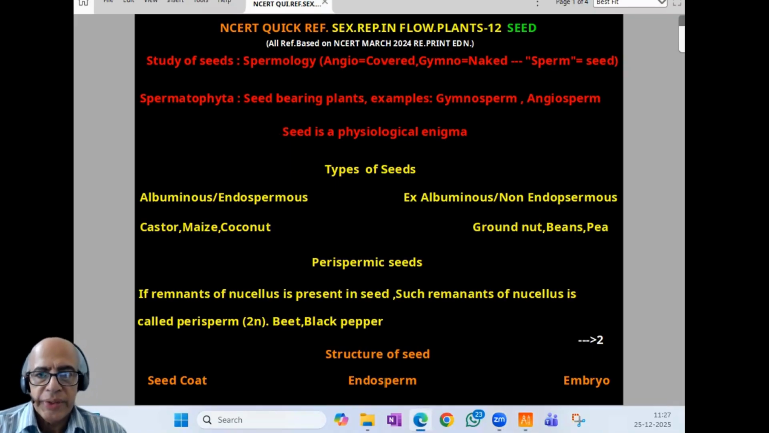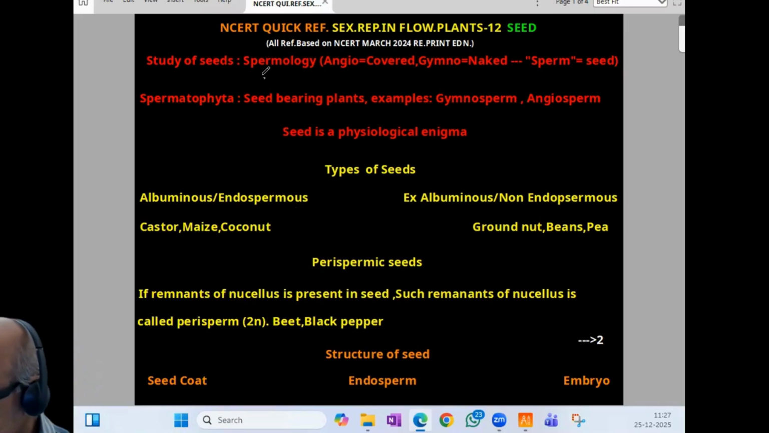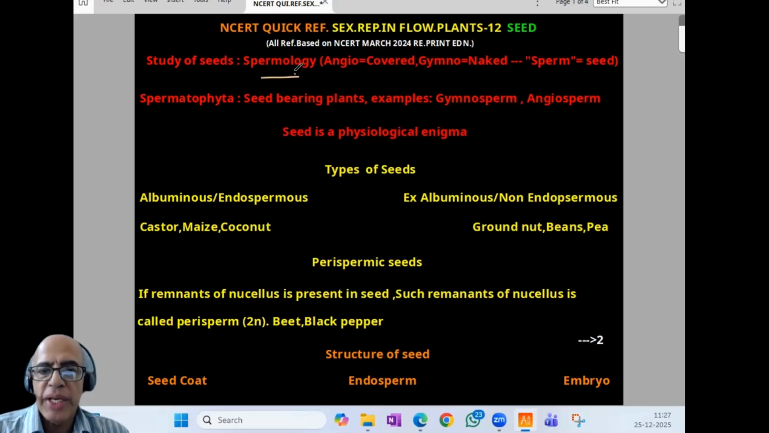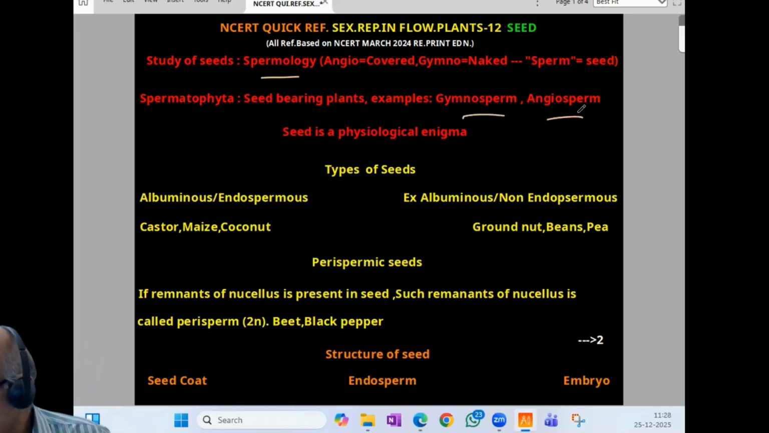When we start to discuss this episode, all references are based on the NCERT March 2024 reprinted edition. So study of seed is called spermology. Angio means covered, gymno means naked, sperm means seed. Now spermatophyta means seed-bearing plants. Examples include gymnosperms and angiosperms.